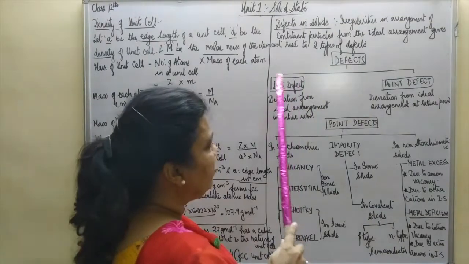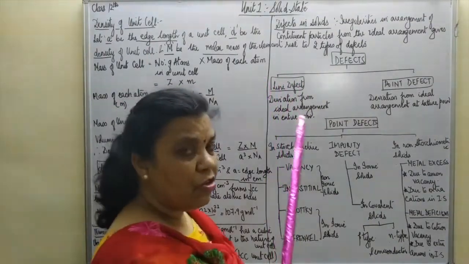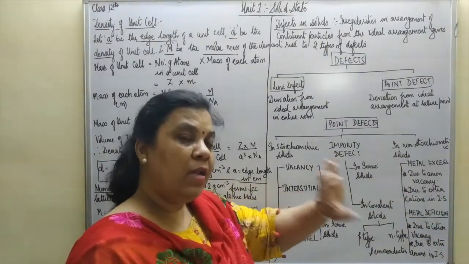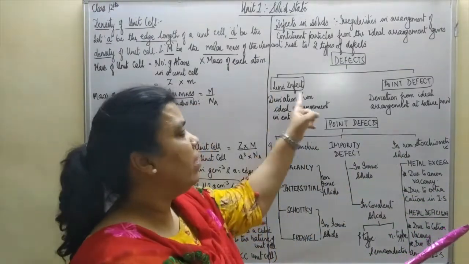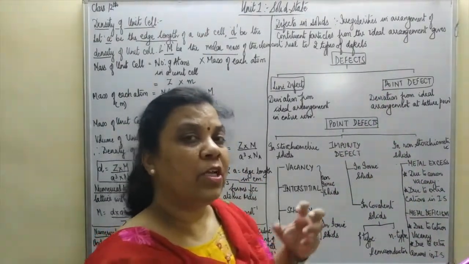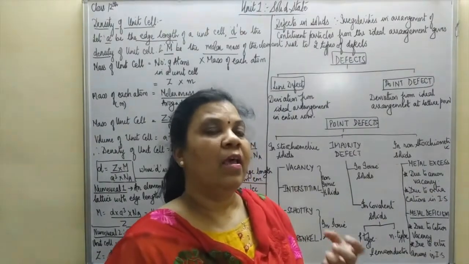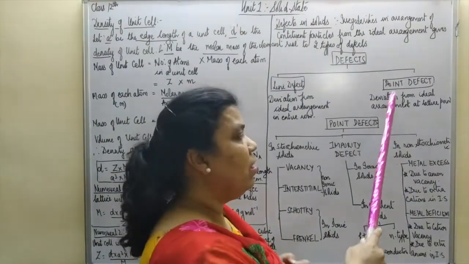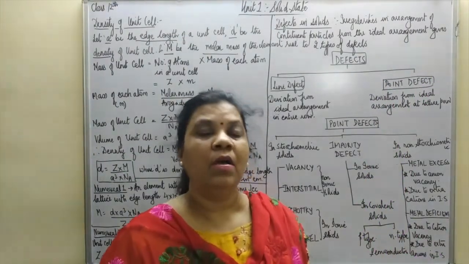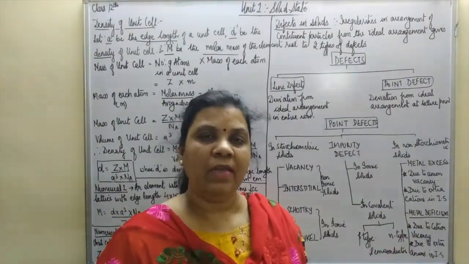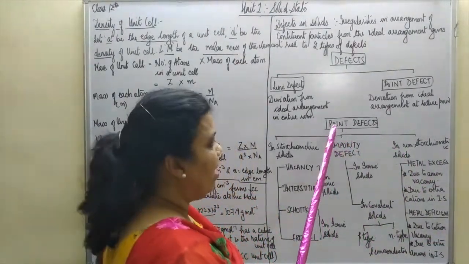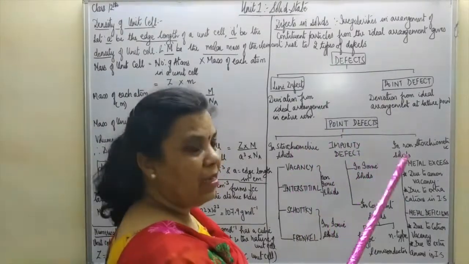As the term itself indicates, when there is deviation of the constituent particles across the entire line or row, then the type of defect is line defect. But if the deviation arises at a particular lattice point in the crystal, this gives rise to point defect. In detail, we are going to discuss the different categories of point defects exhibited by solids. Let us categorize the point defects into three main categories.